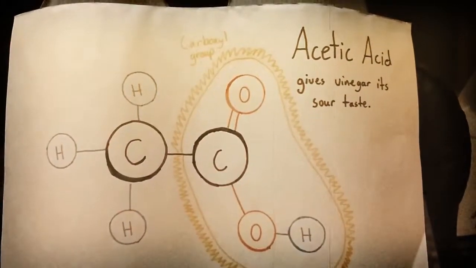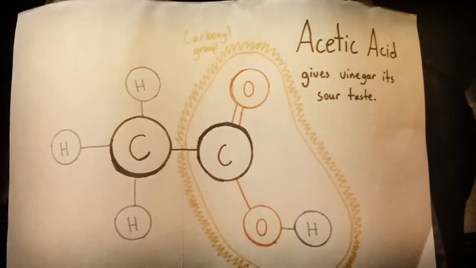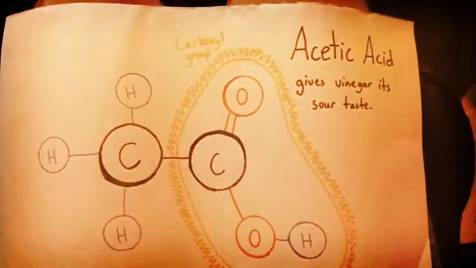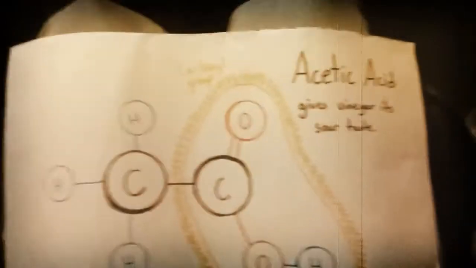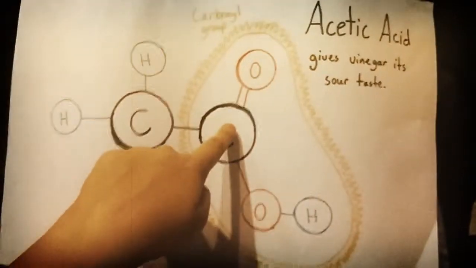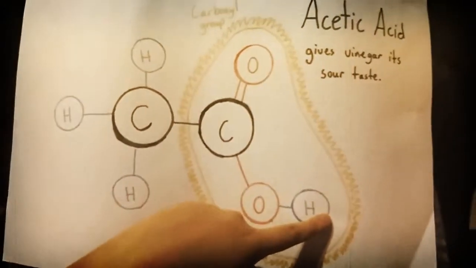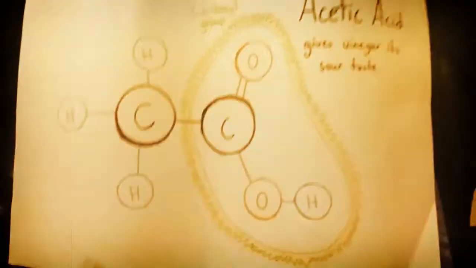Now, a perfect example of a carboxyl group being found in a molecule would be acetic acid, which is the acid that gives vinegar its sour taste. Here you can see the oxygen, which is double bonded to a carbon, which is also bonded to another oxygen, which is bonded to a hydrogen. That makes up the carboxyl group.